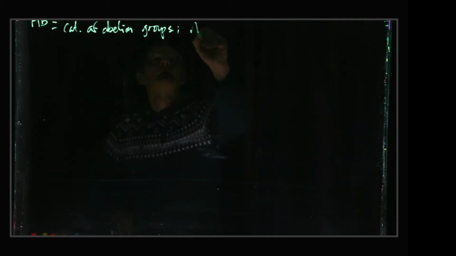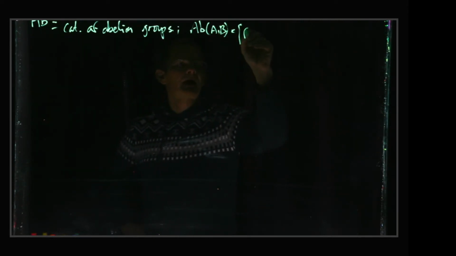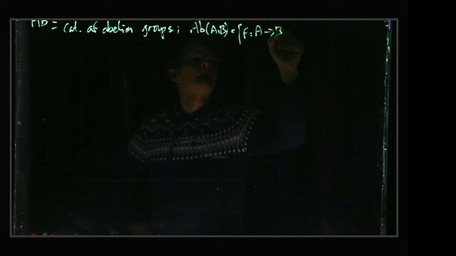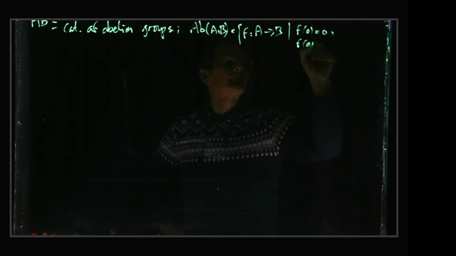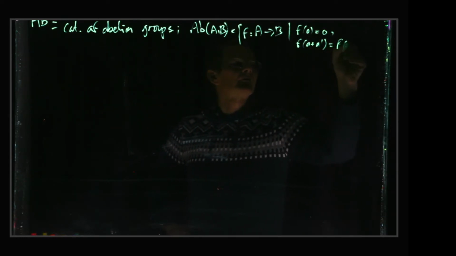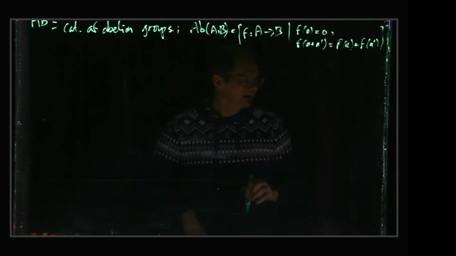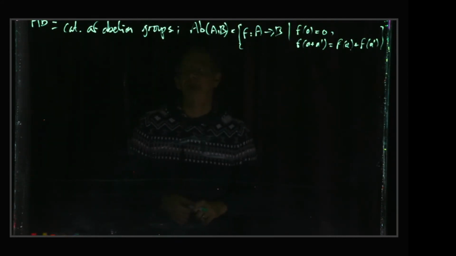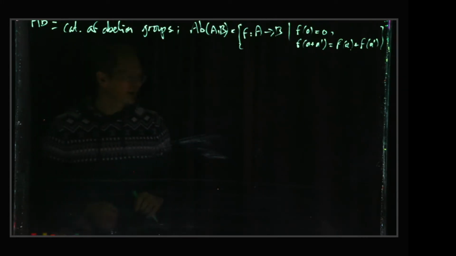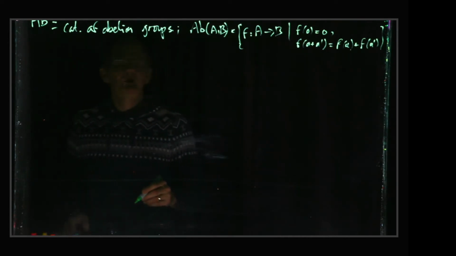So let's just record what that means in terms of the morphisms. Ab(A, B) is the set of f from A to B such that f(0) is 0, and f(a + a') is f(a) + f(a'). The homomorphisms of abelian groups have to send 0 to 0 and preserve addition. Okay, so now we want to define a certain functor, which I'm going to call D.